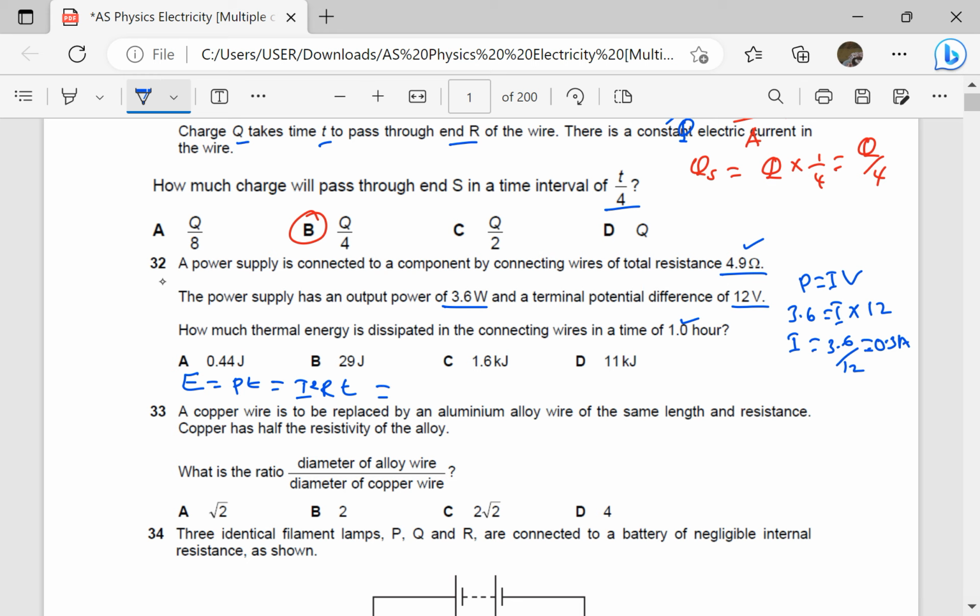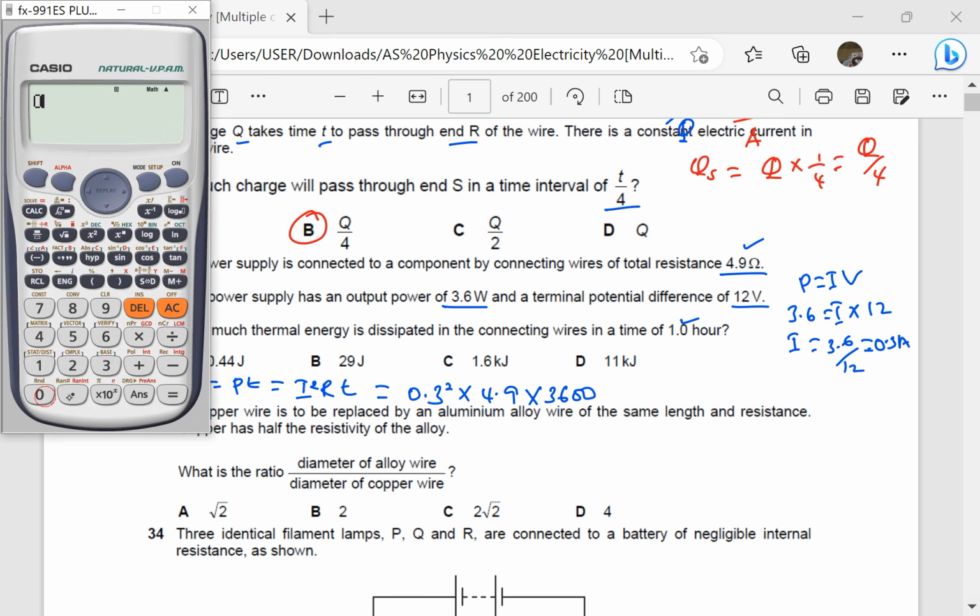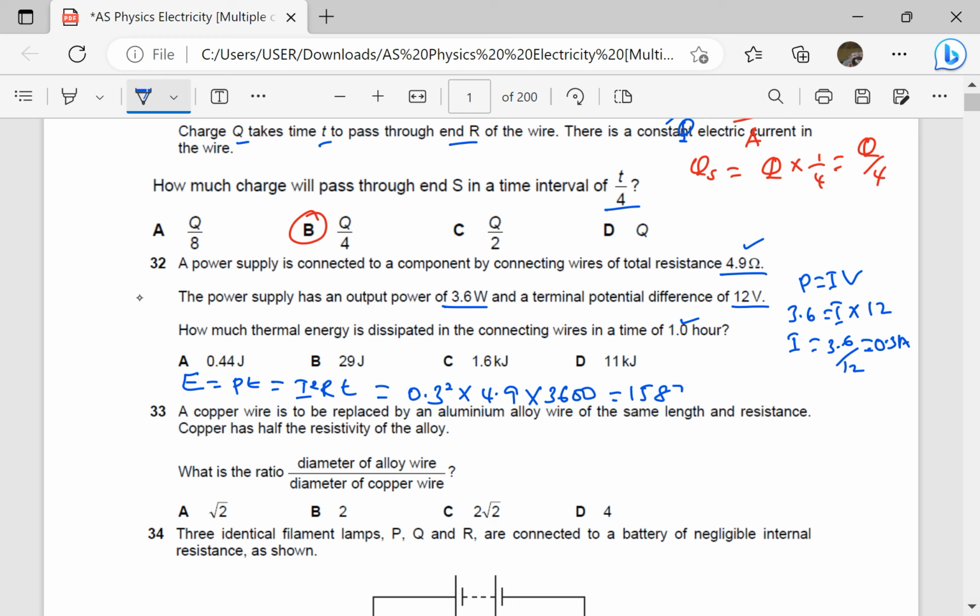So it means energy is going to be I, which is 0.3 squared, times R, which is 9.4, then times T, which is 1 hour, that is 3,600 seconds. So this is going to give us 0.3 squared times 9.4 times 3600, and that gives us 3,045.6 joules, which is the same as 3.0 kilojoules. So our answer is going to be C.